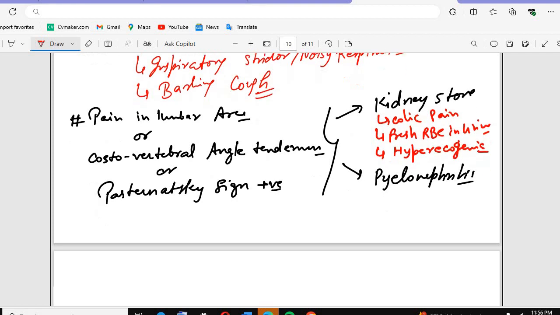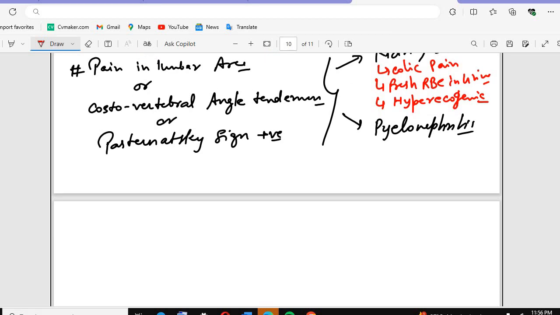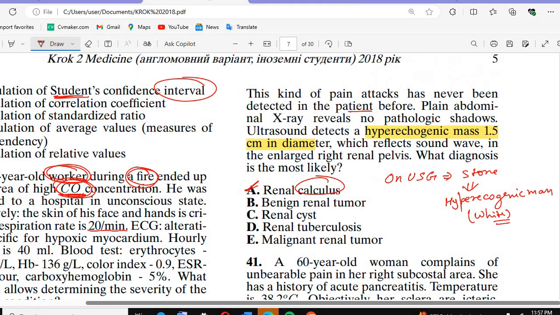But in pyelonephritis, remember, acute pyelonephritis is caused by E. coli bacteria, and in the urine you will see WBC. More WBC in the urine means pyelonephritis. More RBC in the urine with Pasternatsky sign negative, we call this condition glomerulonephritis.